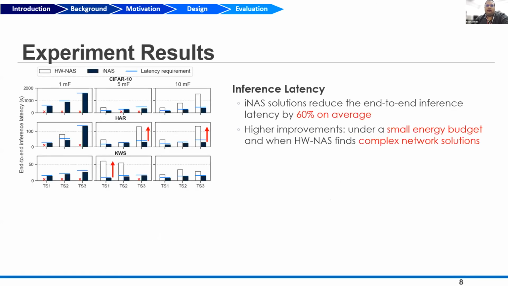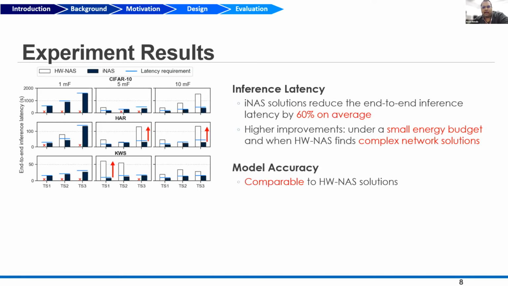And compared to the hardware-aware NAS solutions that can safely complete inference, the INAS solutions reduce the end-to-end inference latency by 60% on average. And we observe that improvements are more apparent when it is more difficult for hardware-aware NAS to find feasible solutions, such as under a small energy budget or under a high latency requirement condition, where complex networks are found by hardware-aware NAS.